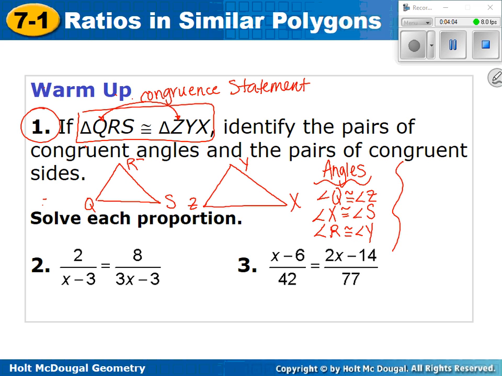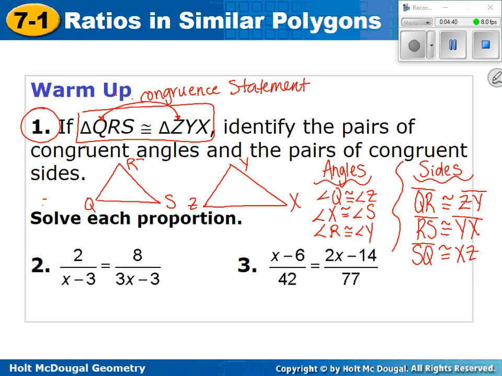Okay, now let's do our sides. So Peyton, give me a pair of corresponding congruent sides. Okay, so remember when you name those sides, you're going to put a line segment above them. QR is congruent to ZY. Another pair of corresponding sides. Very good, Matt. RS is congruent to YX. And the last pair? Very good. SQ is congruent to XZ.